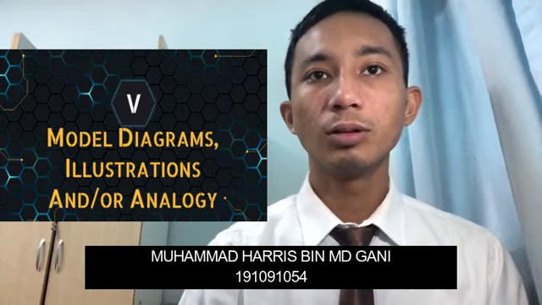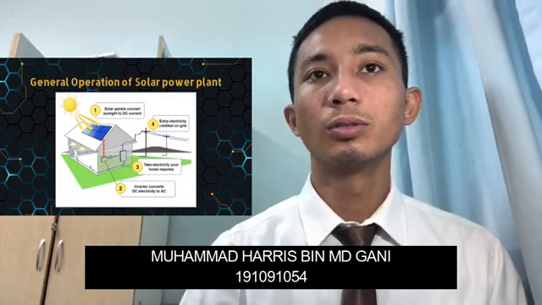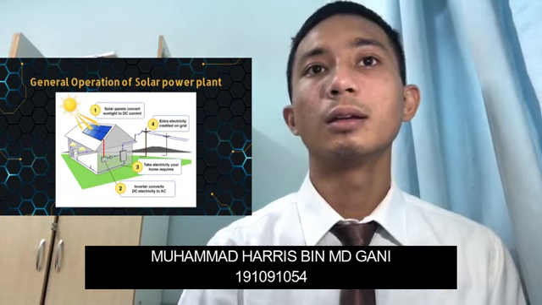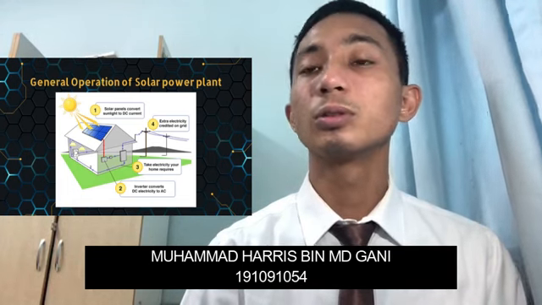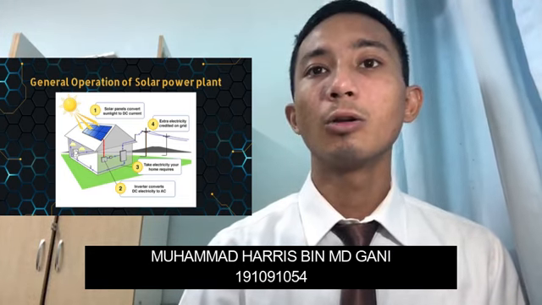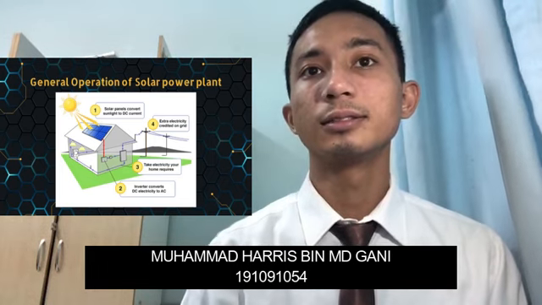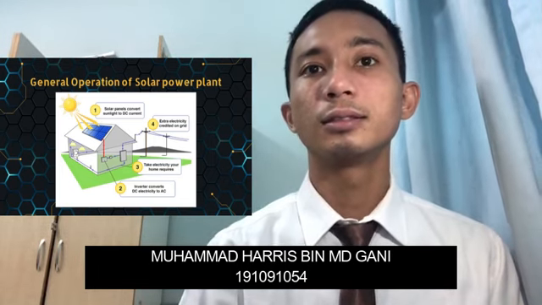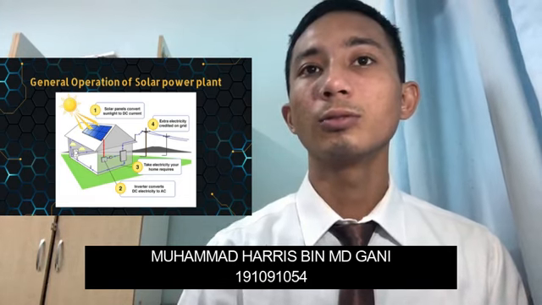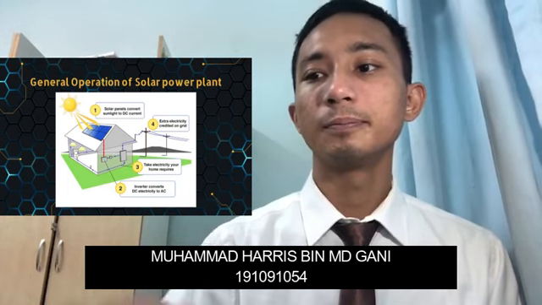Then I will continue on the model diagrams and illustrations. The first one is the sun. It provides the sunlight, and then the sunlight goes through the solar panels and converts to DC current. Then there is an inverter that converts DC electricity to AC electricity, and then it supplies the electricity that our home requires, and the last one, it sends the excess electricity to the grid.